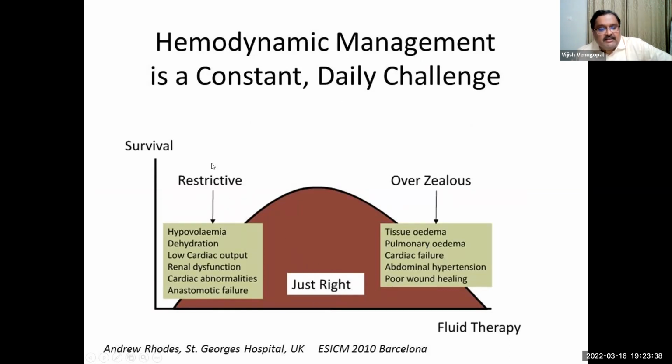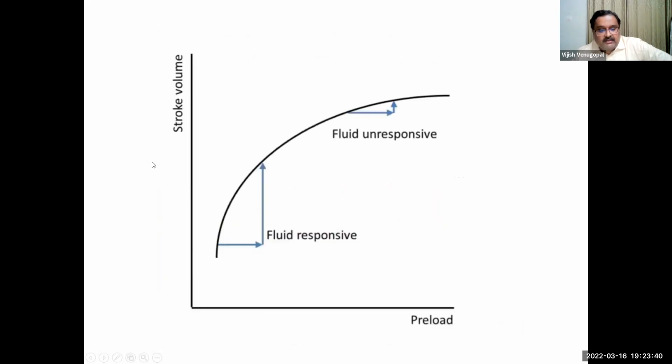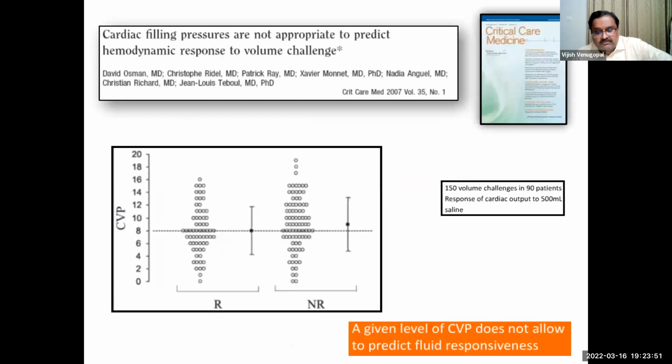You should give just the right amount of fluid. How do you decide that? You should know in which part of this Frank-Starling curve you are located. If you're in the steep part, you're fluid responsive. With the other part, the flat part, you're fluid unresponsive.